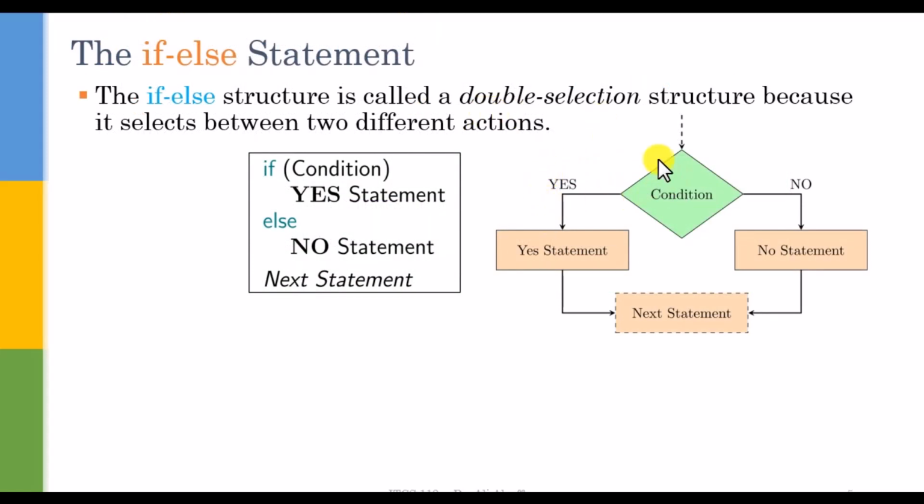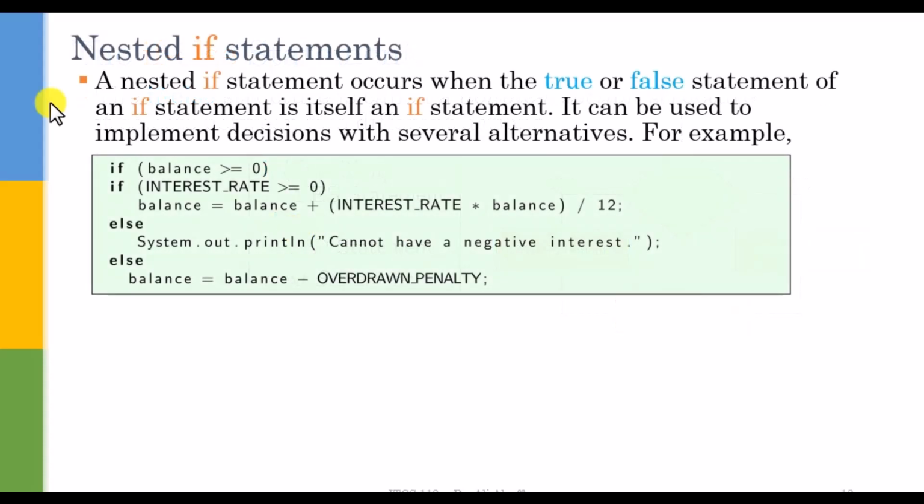If we have a condition, we have a yes part and we have a no part. Now for the yes statement and for the no statement, if there is another if and else, then we say that we have a nested if, which means an if inside another if. So it is possible that we have a nested if here, or it is possible we have another if here. A nested if statement occurs when the true or false statement of an if statement is itself an if statement. It can be used to implement decisions with several alternatives.